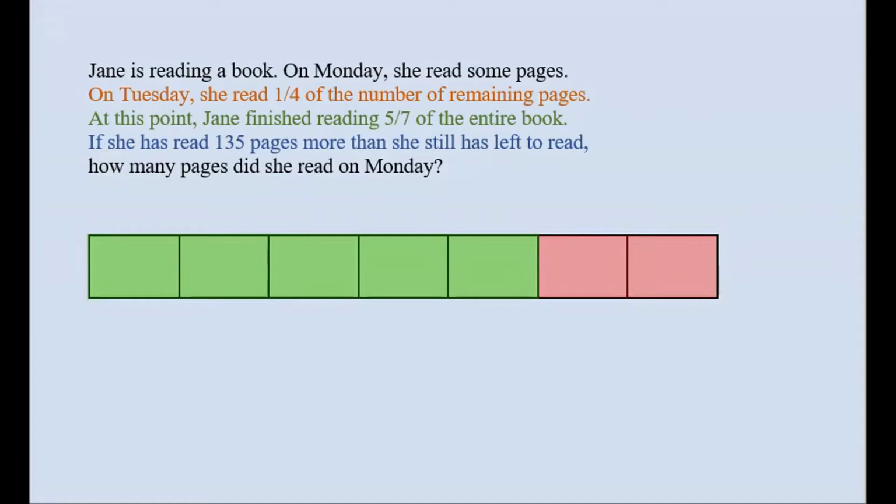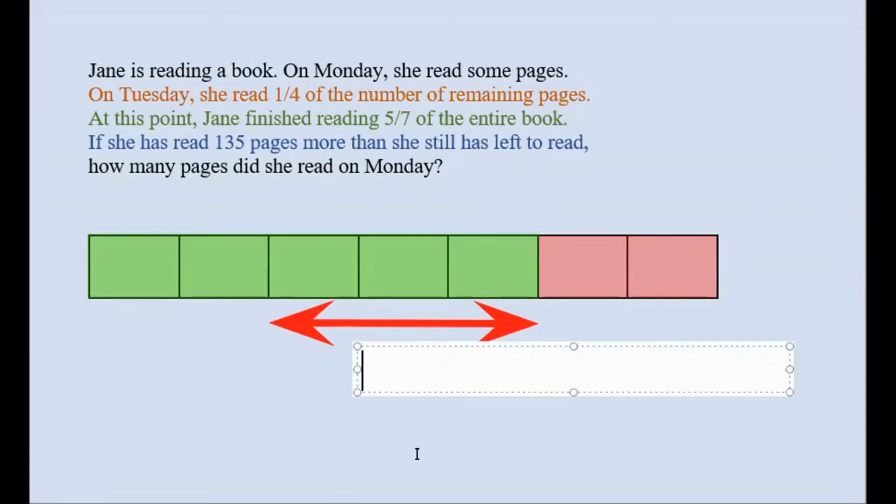How does that help us? Well, that helps us draw this conclusion. These 3 blocks or cells must represent 135 pages.